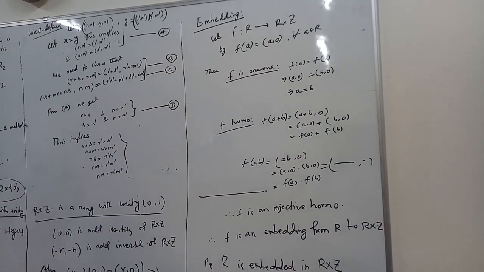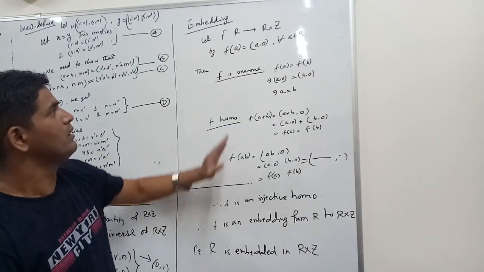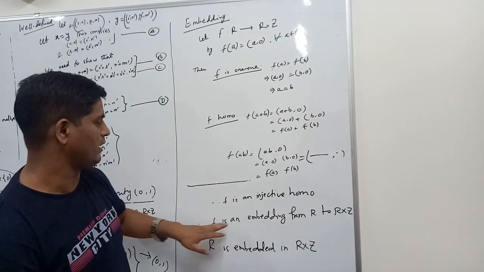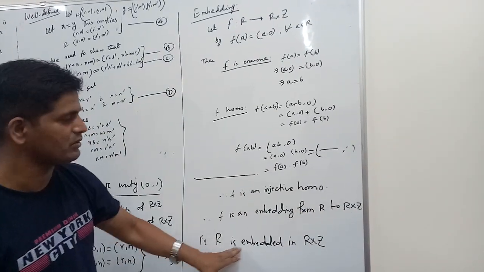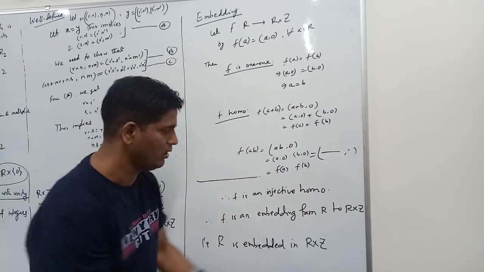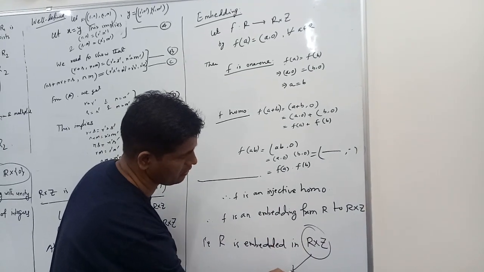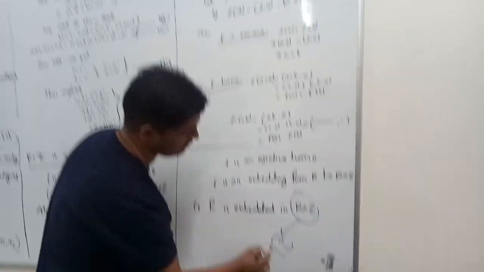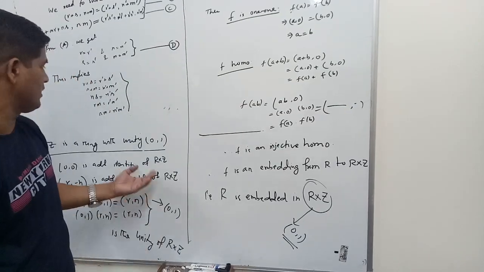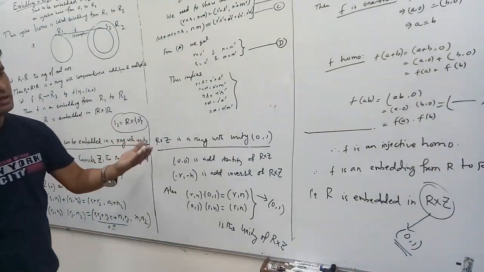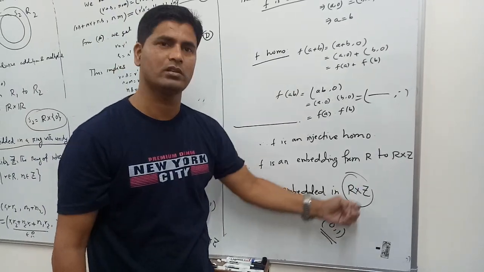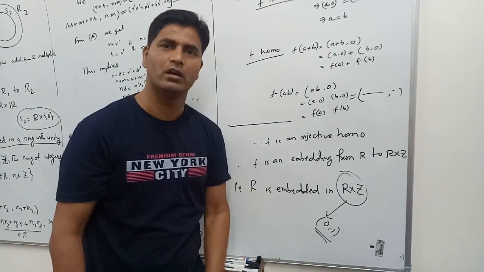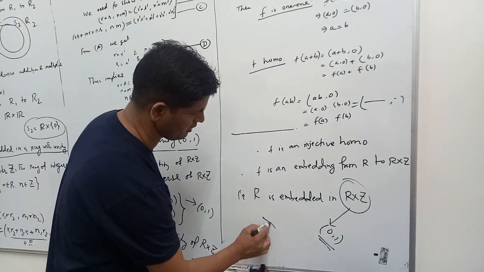Then by the definition of embedding in rings, we say that F is an embedding from R to R cross Z, that is, R is embedded in R cross Z. R cross Z is a ring with unity (0,1). So if your given ring may have unity or may not have unity, it is embedded in a ring with unity (0,1). So this proves this theorem.